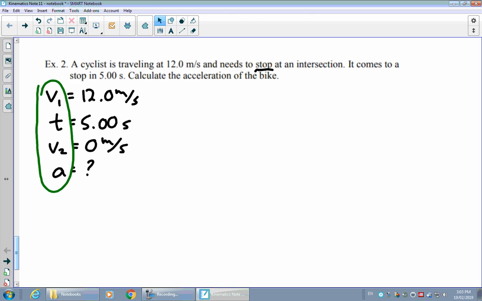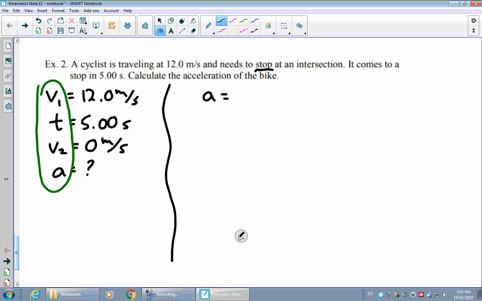Well, if you go back up to your chart and take a close look at all the options that we have available to us, the only one that puts all 4 of those variables together is the one that is a equals v2 minus v1 over t. So from there, we just need to substitute in the things that we just wrote down. We just have to be very careful when we do it. So remember that the v2, even though it's the thing that comes first, the v2 is actually the 0 meters per second, and the v1 was the 12.0 meters per second.